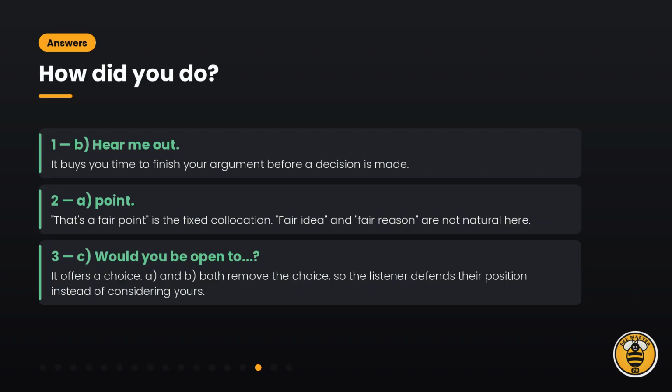Here are the answers. Question 1. B. Hear me out. It buys you time to finish your argument before a decision is made. Question 2. A. Point. That is a fair point is the fixed collocation. Fair idea and fair reason are not natural here. Question 3. C. Would you be open to? It offers a choice. And B. Both remove the choice so the listener defends their position instead of considering yours.